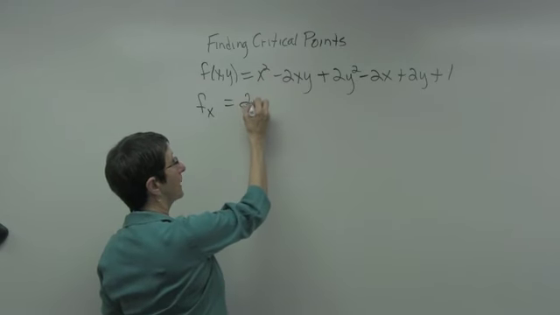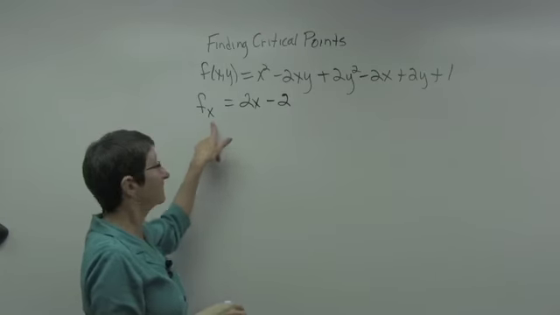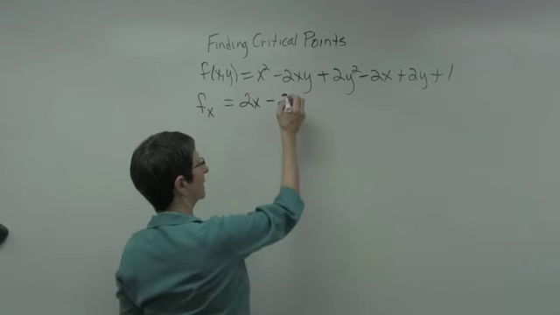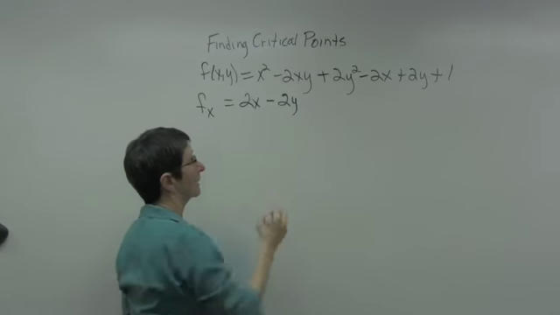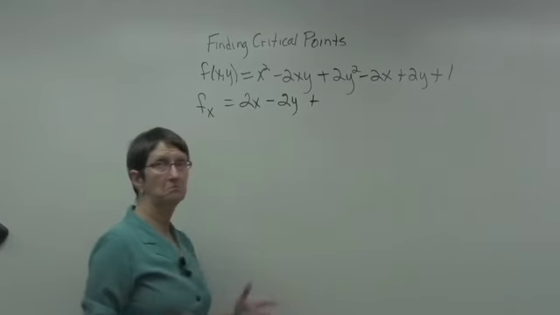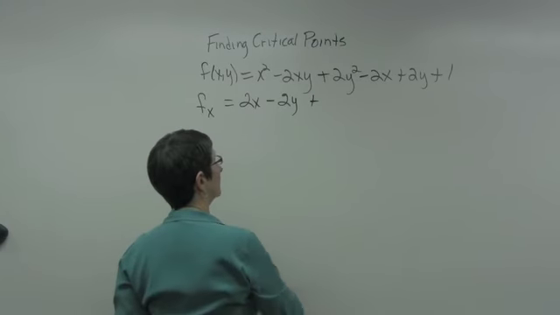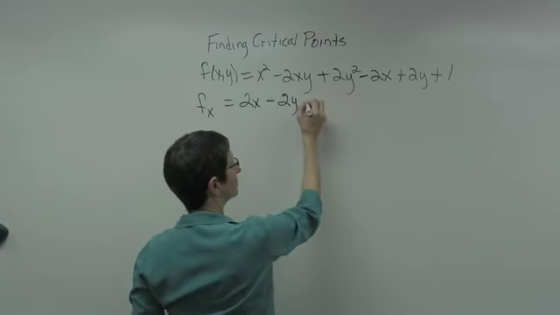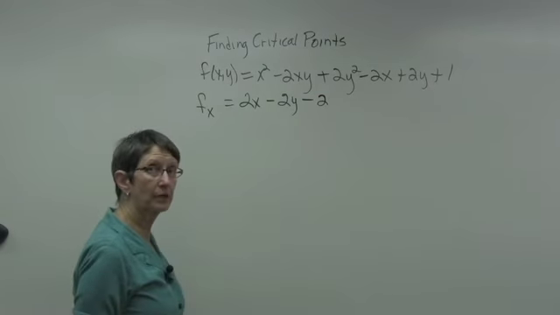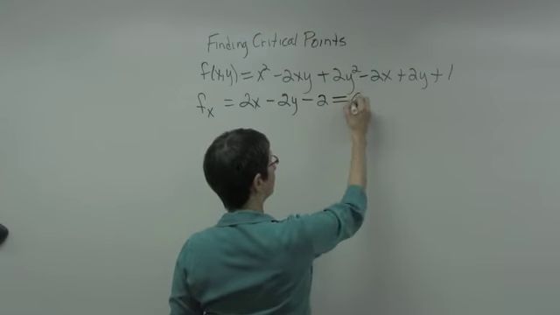Derivative of x squared is 2x. Minus 2 is a constant multiplier; my variable for this derivative is x, so the derivative of this x is 1, and y is a constant multiplier, so it stays, like the 2. Plus 2y squared, no x involved, so it's a constant and the derivative is 0. Minus 2x, the derivative of negative 2x is negative 2, and the derivative of 2y plus 1 is 0. So this is my partial of f with respect to x, and I will have to set that equal to 0.